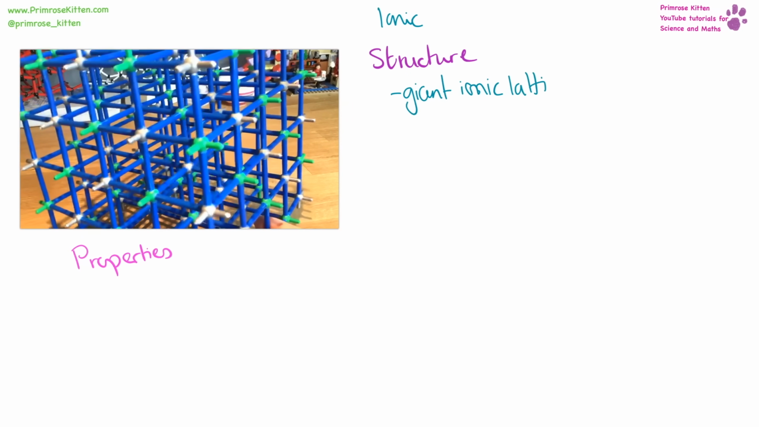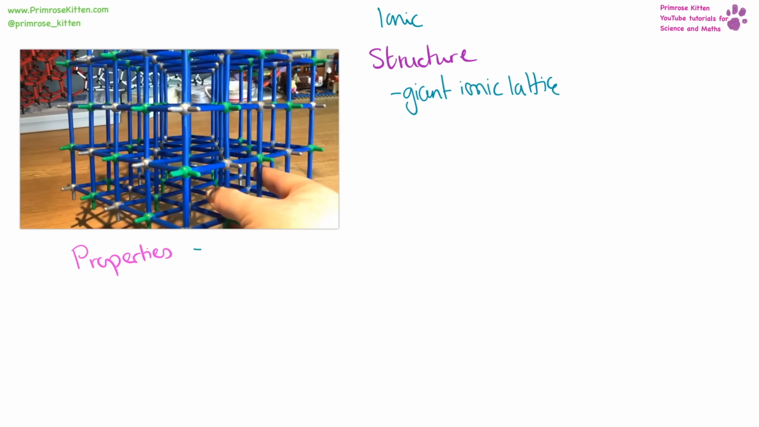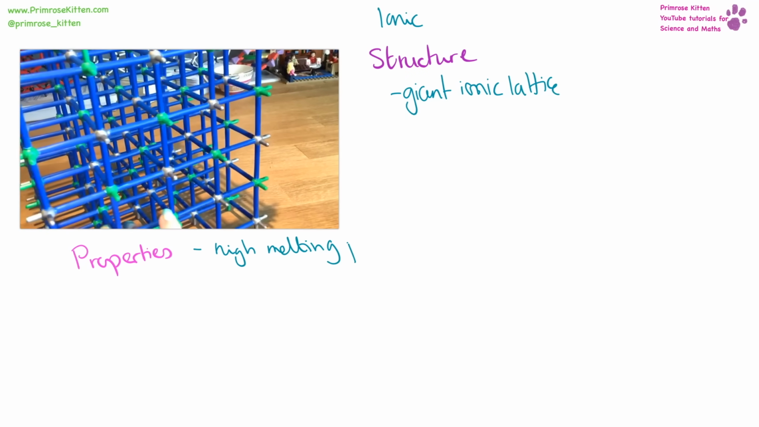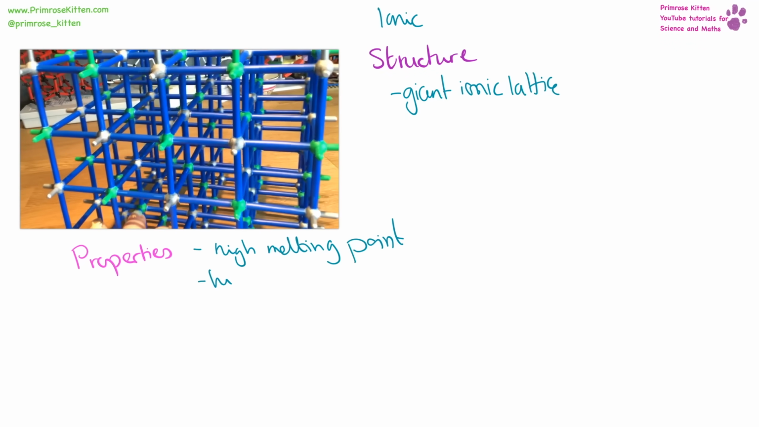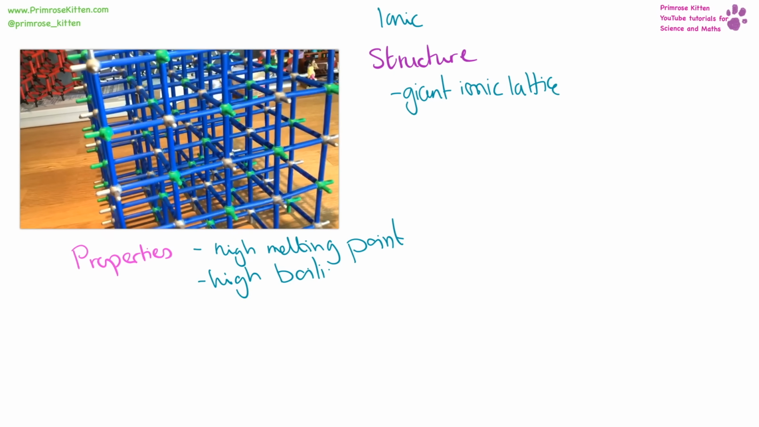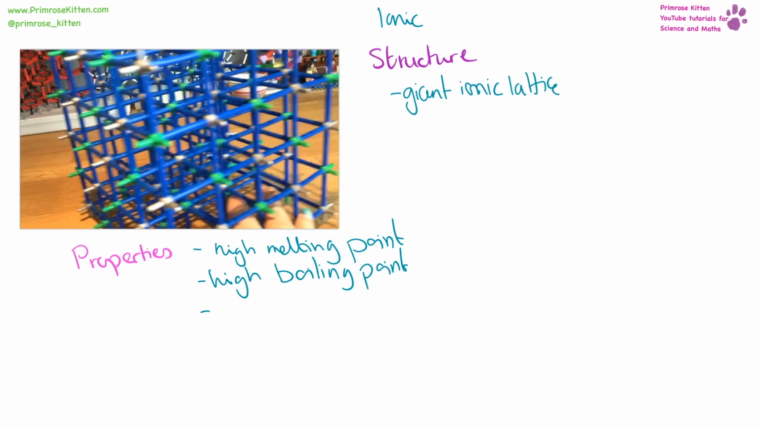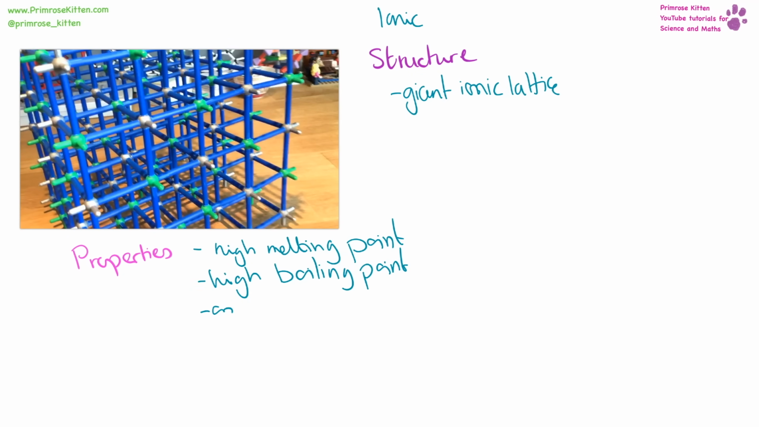So for ionic compounds, the structure is a giant ionic lattice. Properties: it is going to have a high melting point, high boiling point, and it is only going to conduct when molten or dissolved. This is because the ions need to be free to move.